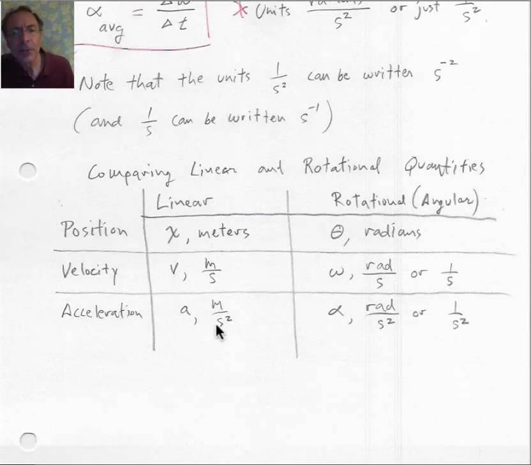And acceleration, symbol a, units meters per second squared. That's for linear acceleration. Now we're doing rotational acceleration. The symbol is alpha, and the units are radians per second squared, or you might just see 1 over seconds squared.